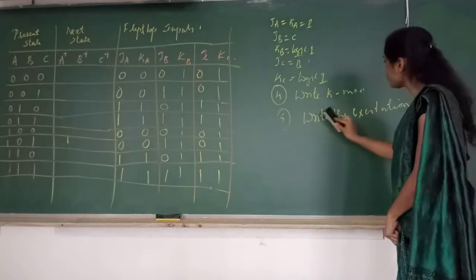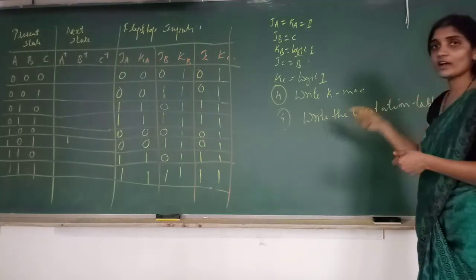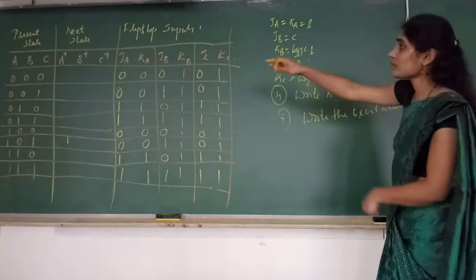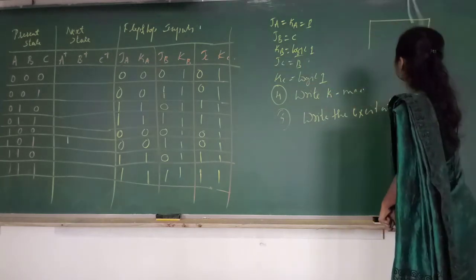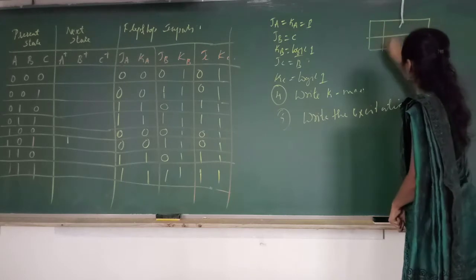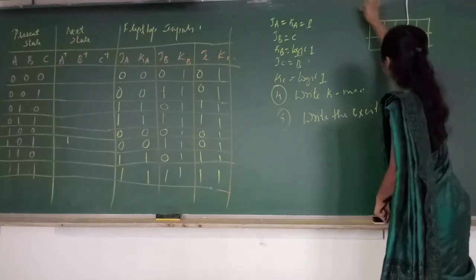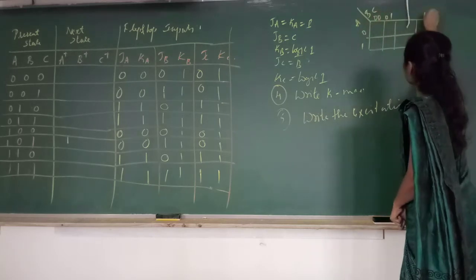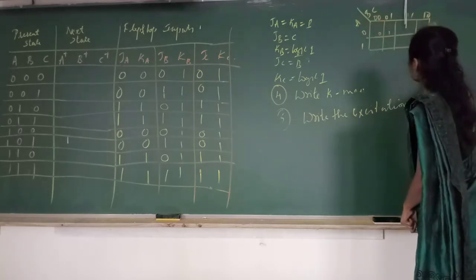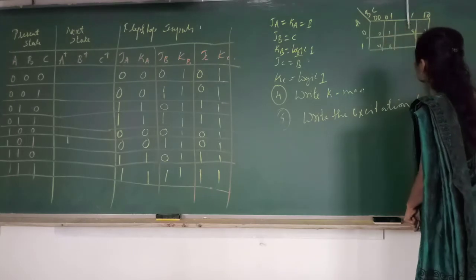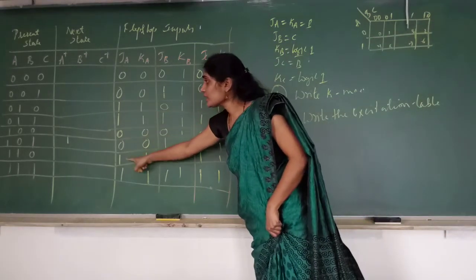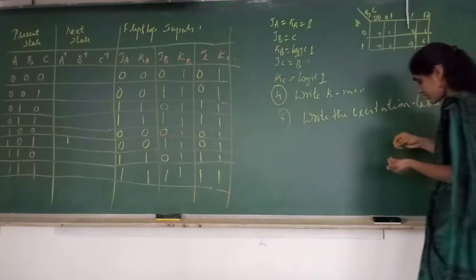Okay? So now we can write the K-map. You have left some space there, no? So now you go and write the K-map. How will you write the K-map? JA. So A, B, C: 0, 1, 0, 0, 0, 1, 1, 0, 1, 1. So 0, 1, 2, 3, 4, 5, 6, 7. What are the min terms for JA? 2, 3, 6, 7. So put 1 for 2, 3, 6, 7.